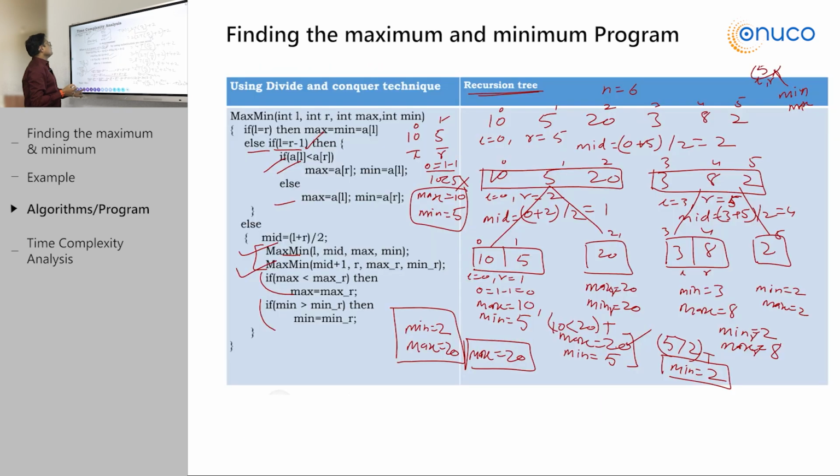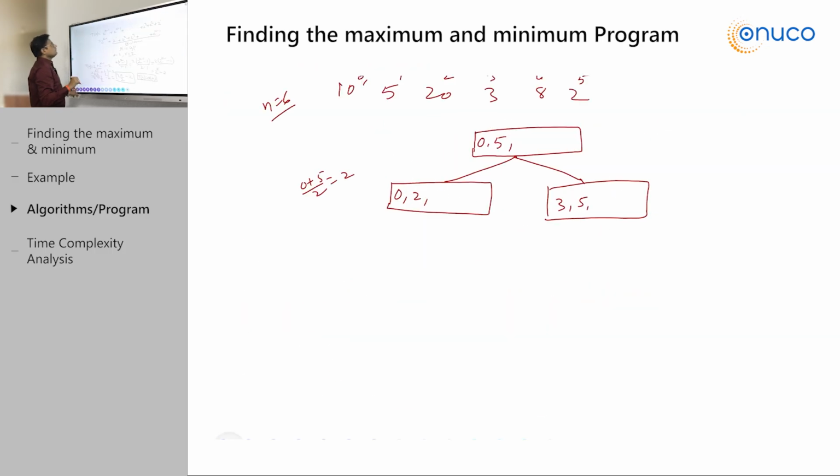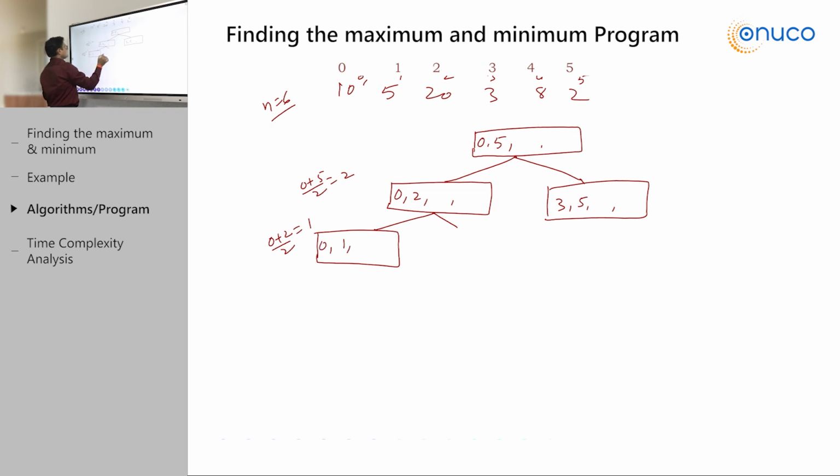Look here, while writing the function, what do we have? L, R, max, min. So we are going to write it with 4 parameters. That is why I kept it blank for now. We are going to write in the same fashion: 3, 5. We'll discuss this part. Again we are going to break it. So 0 plus 2 divided by 2 is 1, so 0 to 1.